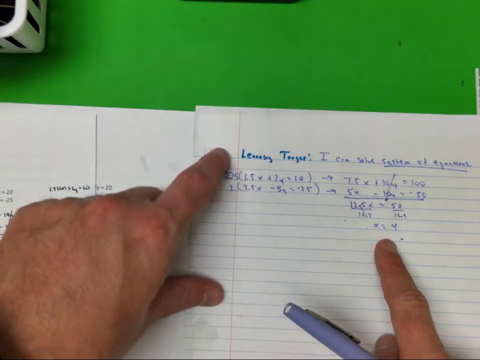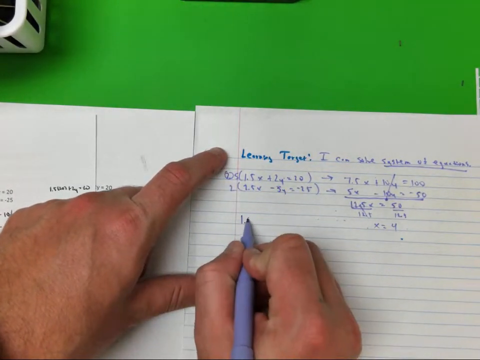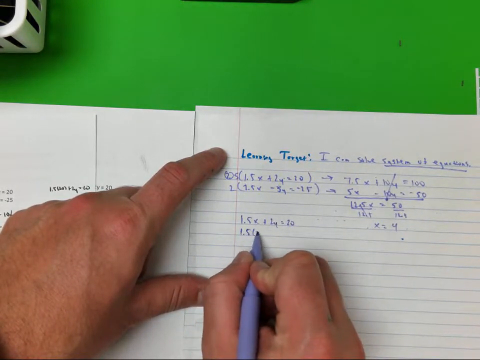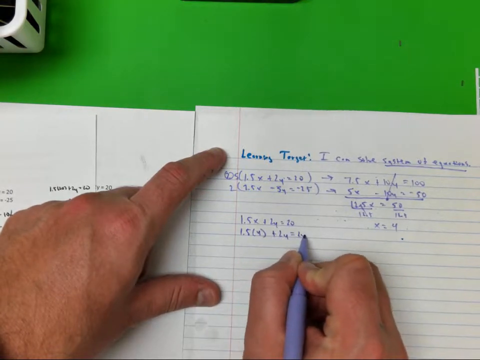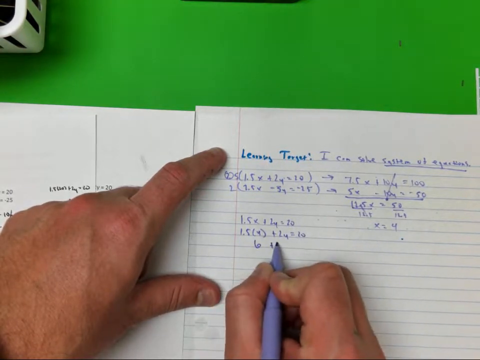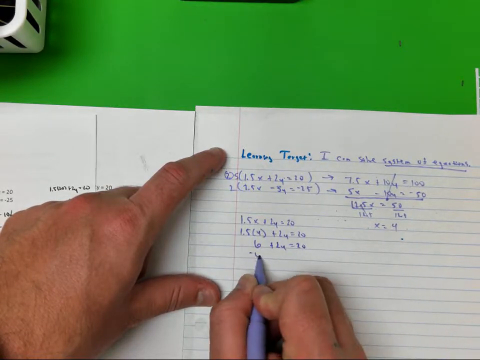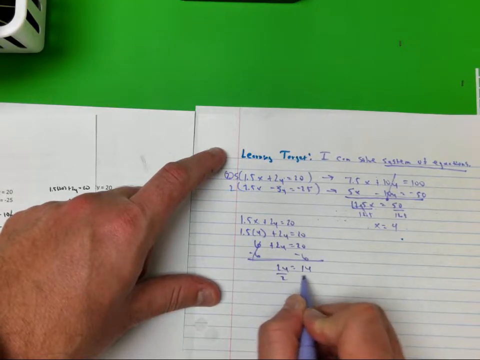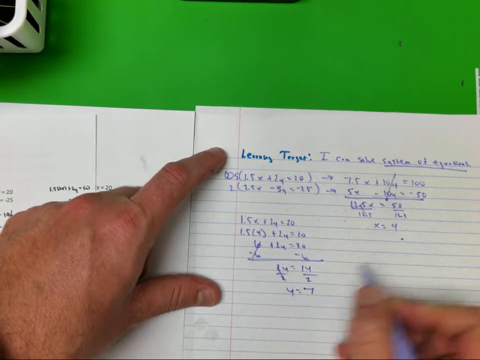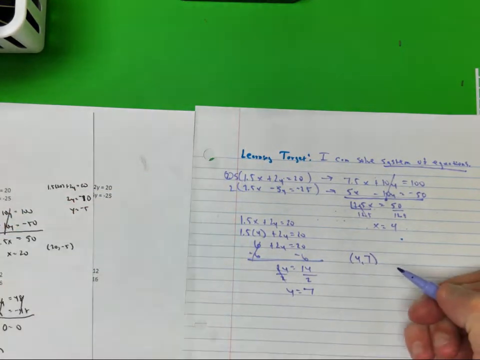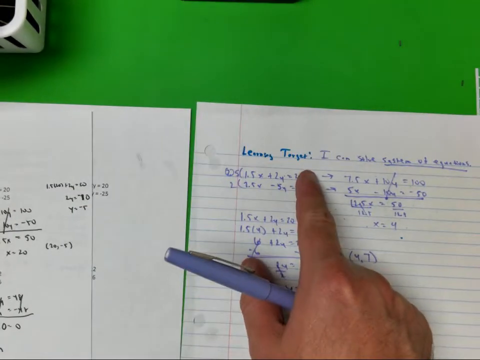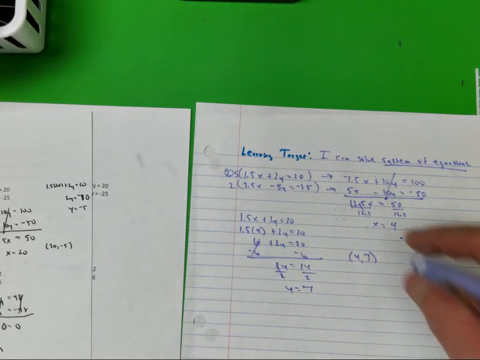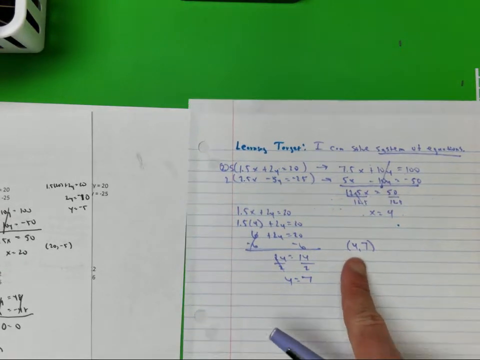So you go back to one of the original equations. I'm going to choose the top one, 1.5x plus 2y equals 20. X is equal to 4. 1.5 times 4 is 6. Divide by 2, y equals 7. So your solution for this system is 4, 7. That means that is the solution for the top equation and the bottom, for the entire collection of equations. It also means that if you were to graph these two lines, they intersect at 4, 7.